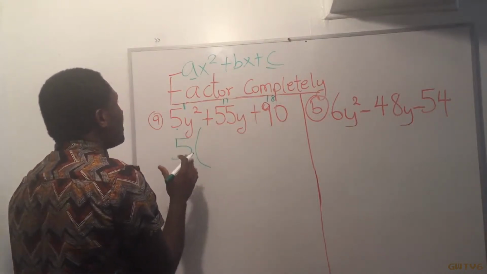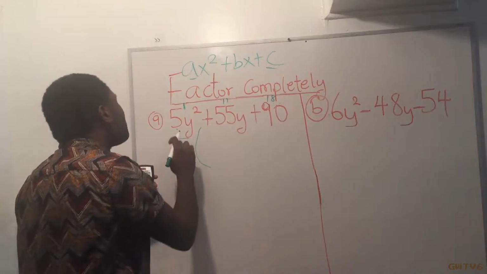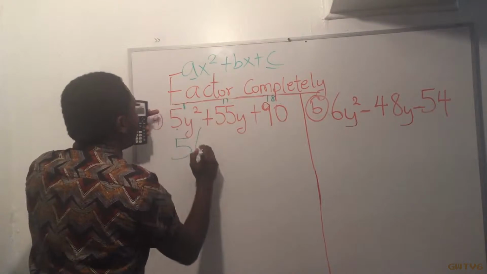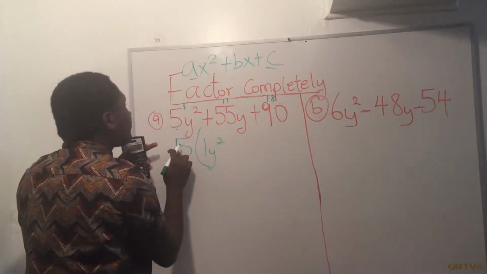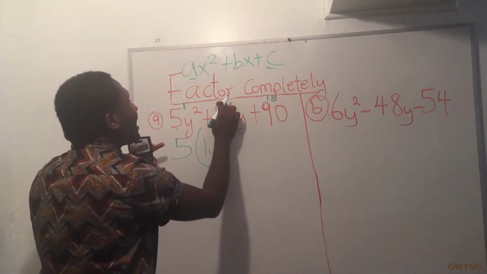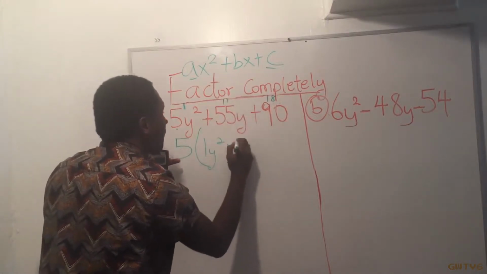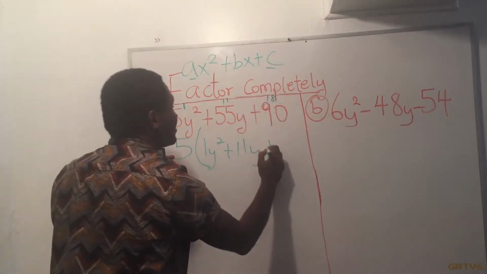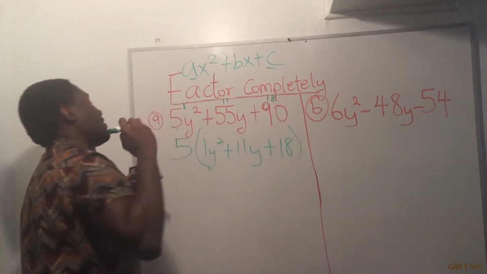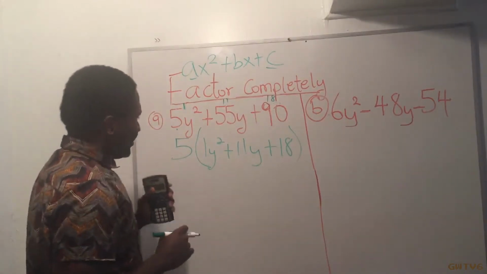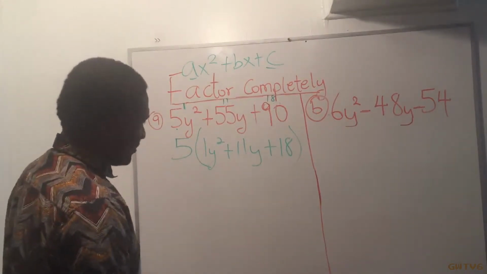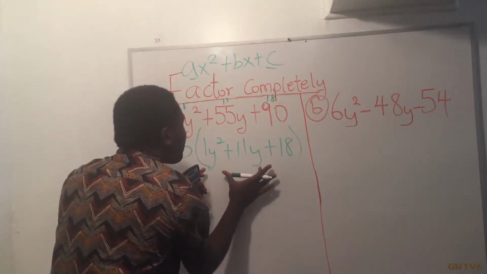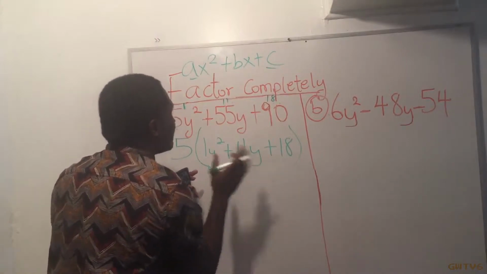So now, the fraction part, this is how you do it. What times 5 will give me 5y squared? That is 1y squared. And then what times 5 will give me 55y? That is 11y. And what times 5 will give me 90? That is 18. Okay, this looks a little bit easier now. Alright, so now I have to try to factor what I have in the parentheses.